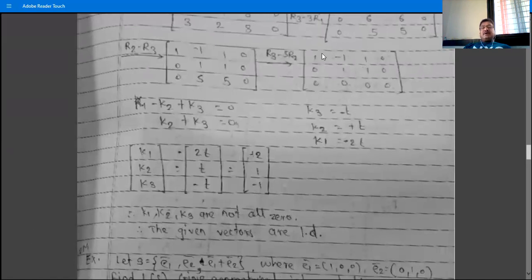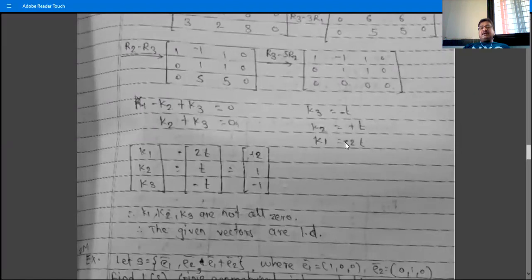So rewrite the equation. What we have is K1 minus K2 plus K3 is equal to 0, and K2 plus K3 is equal to 0. So these are the two equations, and there are 3 unknowns. So assign one unknown. Suppose K3 is T or K2 is T. If we assume K2 is T, then K3 is minus T. Or we can assume K3 as T, and then we have K2 as minus T. We assign one unknown out of K2 and K3. So suppose K2 is T, then K3 is minus T, and substitute the values of K2 and K3.